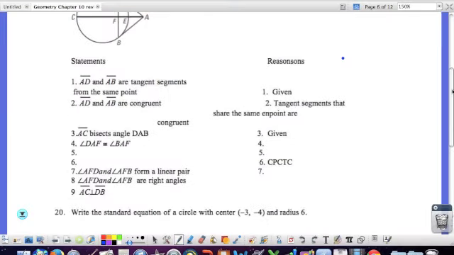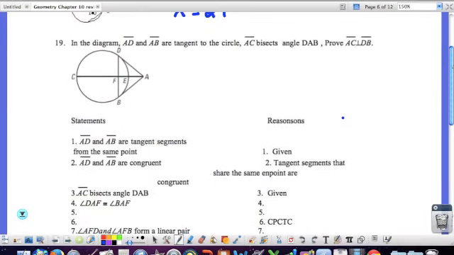So here we go for this problem. In the diagram, AD and AB are tangent to the circle. AC bisects angle DAB. Prove that AC is perpendicular to DB.